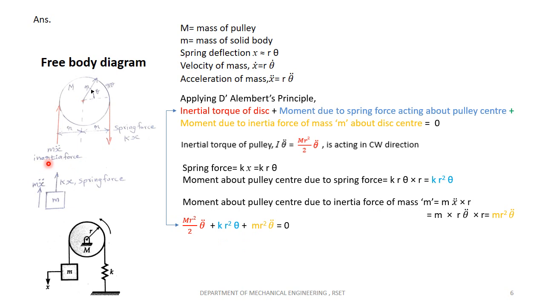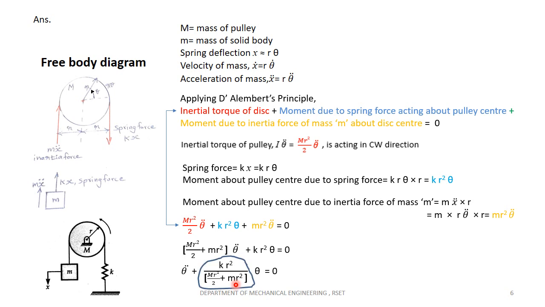I will check for the inertia force. The inertia force is acting upwards. With respect to the center of the pulley, it is creating a clockwise moment. So both these forces are creating a clockwise moment. Inertial torque is clockwise, moment due to spring force is clockwise, and moment due to inertia force is clockwise. That is why everything is taken positive, equal to 0. I have rewritten the equation like this, taking the common terms. Understood?